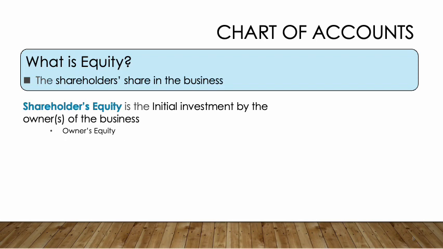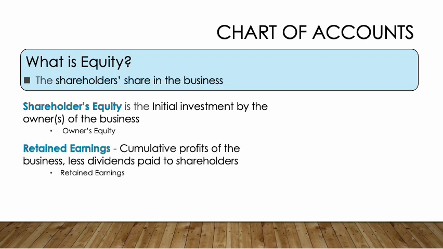Depending on whether the company is a sole proprietor or a corporation, we might use different names for this category, but it essentially means the same thing. So if we're dealing with a sole proprietor, we would call it owner's equity. With a corporation, we call it shareholders' equity.